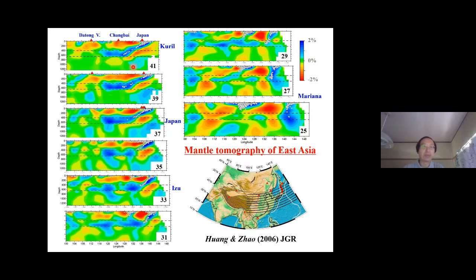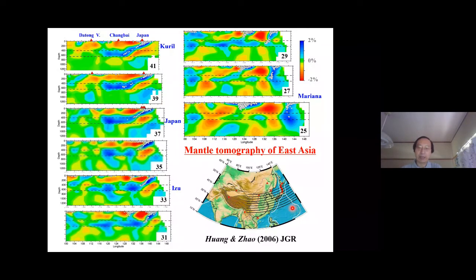So once again, we can see the subducting Pacific slab beneath Japan Islands and the Japan Sea, and we can see clearly the stagnant slab in the mantle transition zone beneath eastern China. And also in the upper mantle, once again, we see the low velocity anomalies beneath the active intraplate volcanoes. In the cross section passing through the Ryukyu and Taiwan, here we can see the subducting Philippine Sea slab clearly, which is also subducting down to the mantle transition zone.